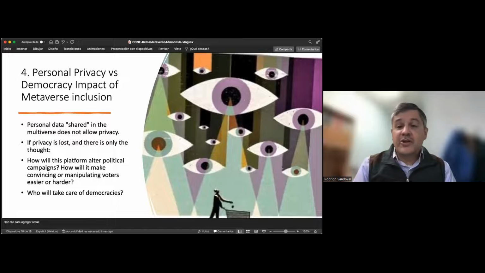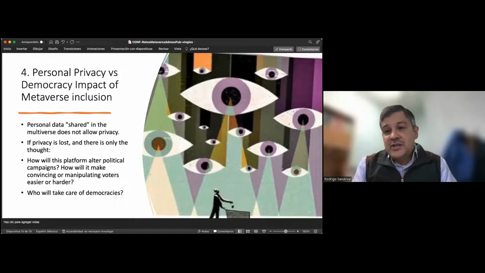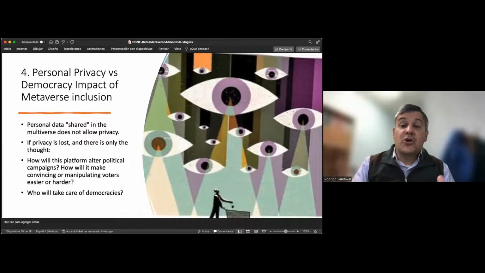This is a problem because the metaverse intends to be a place in which we can share everything, in which we share our hobbies, our knowledge, our education, our research. So it's like privacy is lost. And if the privacy is lost and the metaverse knows everything about us, what happens with democracies?